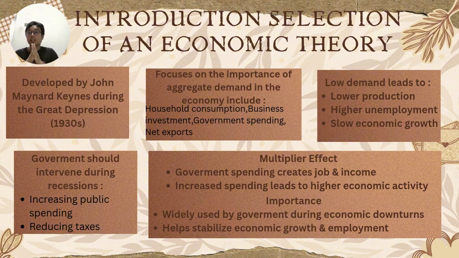So what can government do to intervene during this low demand situation? Increasing public spending and reducing taxes. With the intervention of government, it helps bump up economic production. So what are the multiplier effects? Government spending will create jobs and incomes, while increasing spending from households leads to higher economic activity.